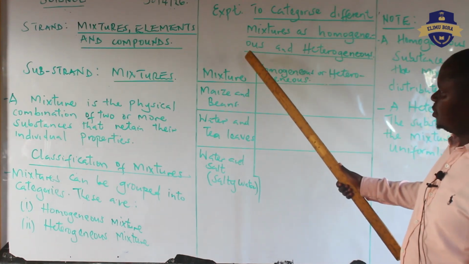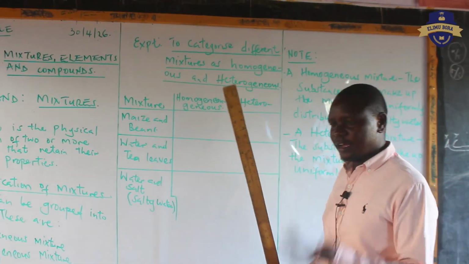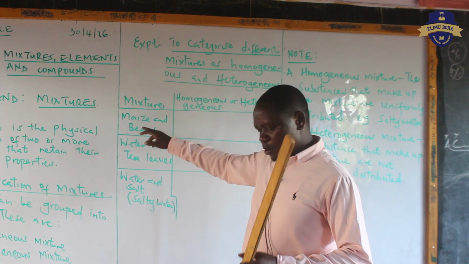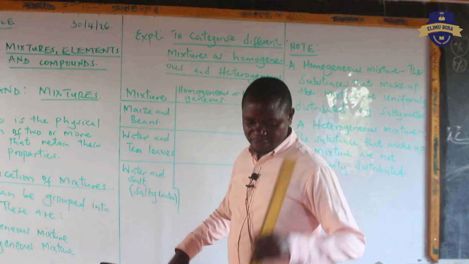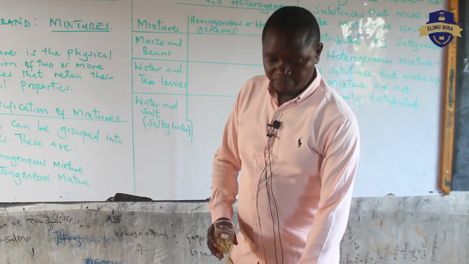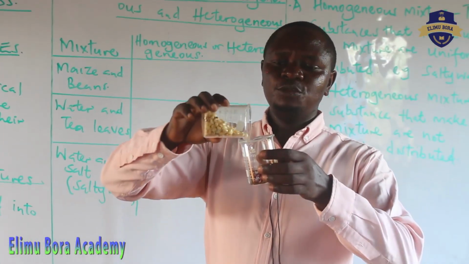The first column is about the mixtures. The second column, that's where after carrying the experiment we classify, isn't it? So the first row, we are having maize and beans. So these are different substances, beans and maize. So we are going to mix them.